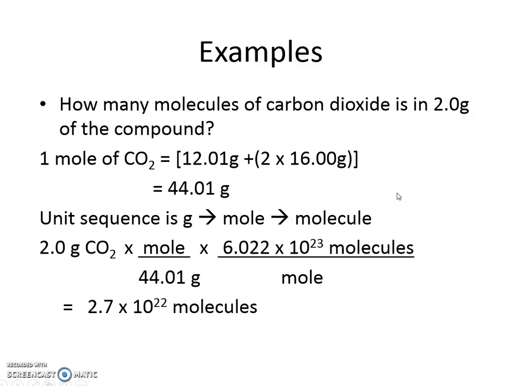So how many molecules of carbon dioxide is in 2 grams of the compound? This is our starting point. Using the unit map, you would see you have to go gram to mole to molecule. What do you use? You use that 1 mole is equal to 6.022 times 10 to the 23 molecules, and that gives you this fraction. And you use 1 mole of carbon dioxide is 44.01 grams. So 2 grams, we convert gram to mole, and then we convert mole to molecule. So that gives us 2.7 times 10 to the 22 molecules.